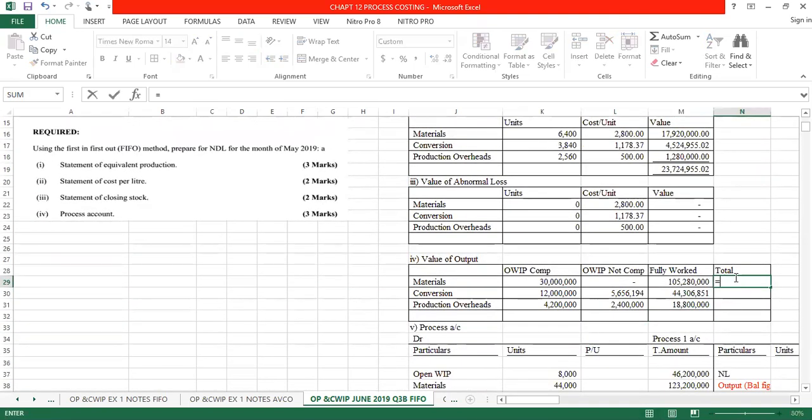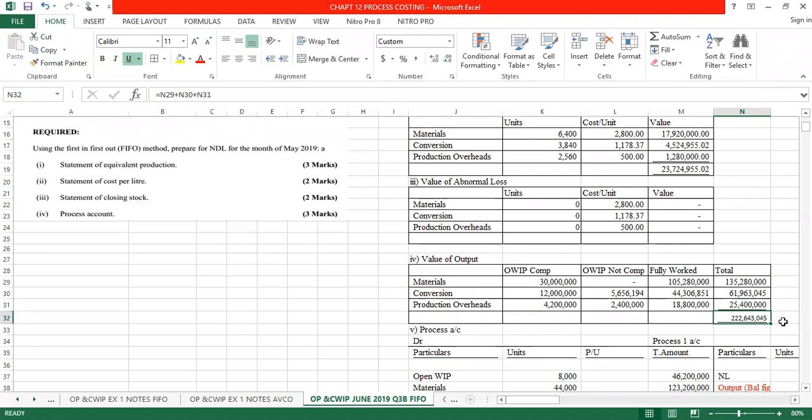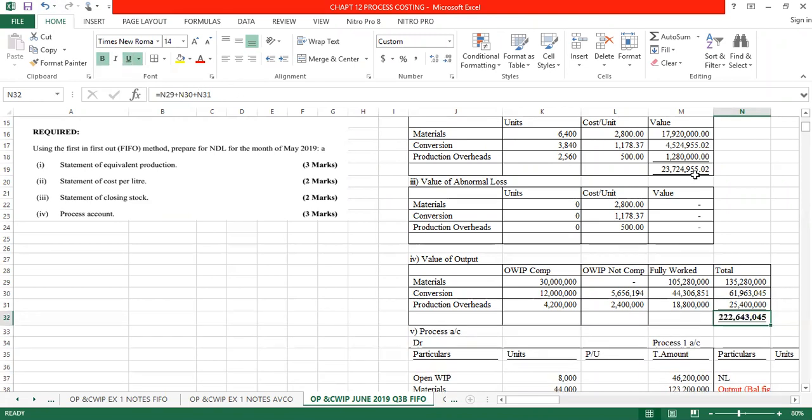So what are the totals? The total is opening plus opening not completed plus fully. So we get 135 million. They are very big figures. So it equals 135 million plus 61 million plus 25,400,000. So you have got your result there.